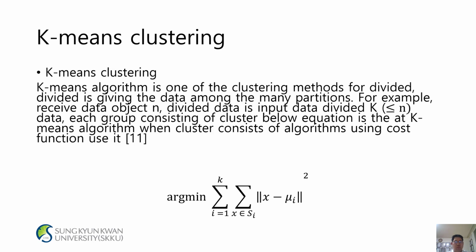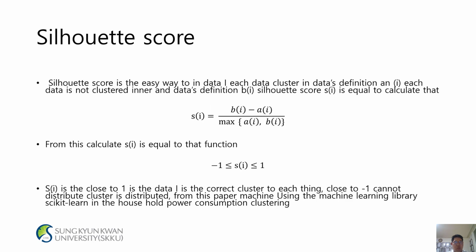than before. K-means clustering. The K-means algorithm is one of the clustering methods for dividing. Dividing is splitting the data among the many partitions. For example, given received data objects N, the divided data is input data divided into K groups, each group consisting of a cluster. Below equation is the K-means algorithm when the cluster consists of algorithms using cluster function using silhouette score.